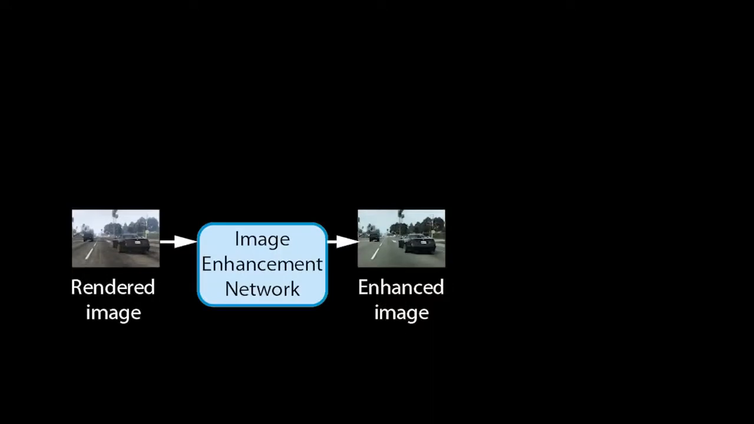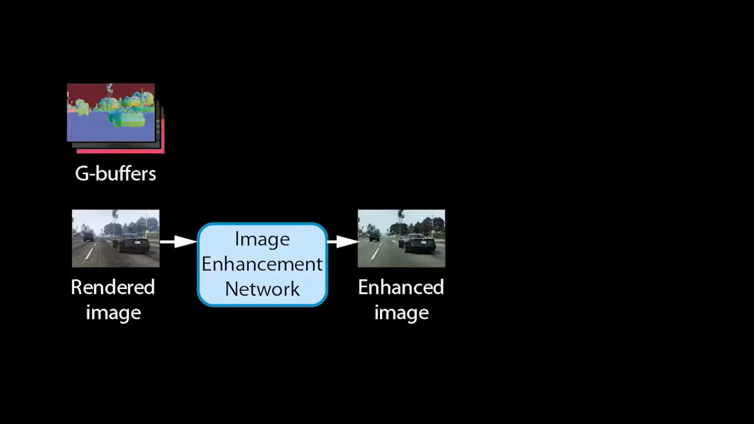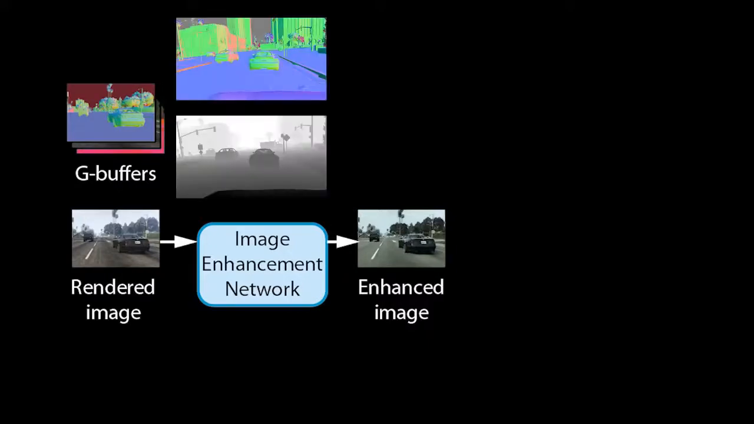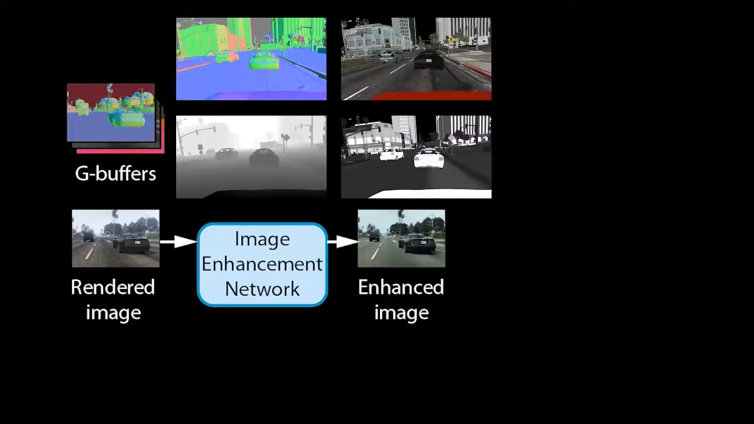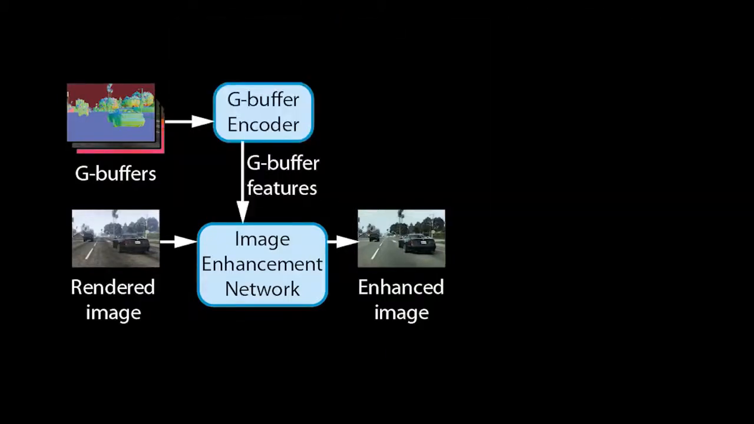Our method takes a rendered image from the game and passes it through an image enhancement network to produce an enhanced image. We further extract a set of rendering buffers, called G-buffers, produced by the game engine. G-buffers contain geometric information, such as surface normals or distance to the camera, and material information such as albedo or glossiness. They may also contain information about the lighting in a scene. We pass the buffers through a G-buffer encoder network to produce feature tensors at multiple scales. The tensors encode the information about the rendered scene.